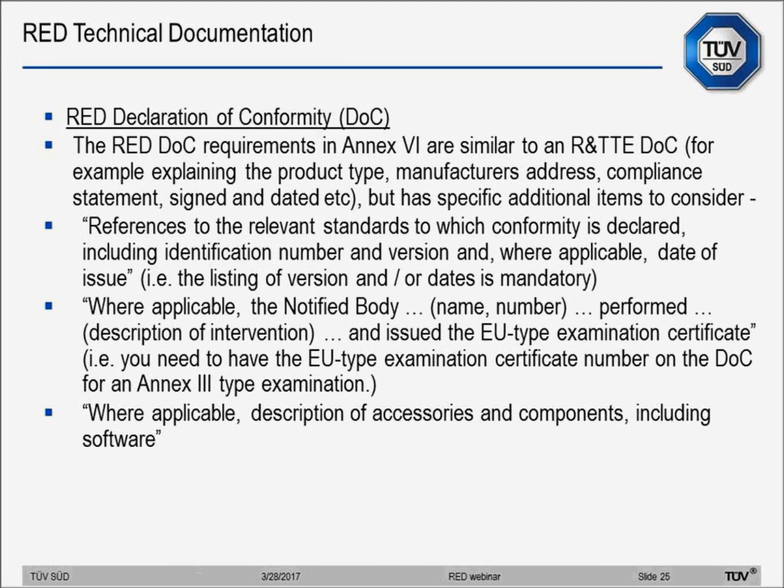The RED Declaration of Conformity requirements in Annex 6 are similar to an R&TTE Declaration of Conformity, for example, explaining the product type, manufacturer's address, compliance statement, signed and dated, etc., but has specific additional items to consider. You need to think about the specifications in particular. Historically, there was an argument that specification versions were not required for the R&TTE directive. The wording in the RED makes the listing of versions and dates of specifications and standards used for compliance mandatory.